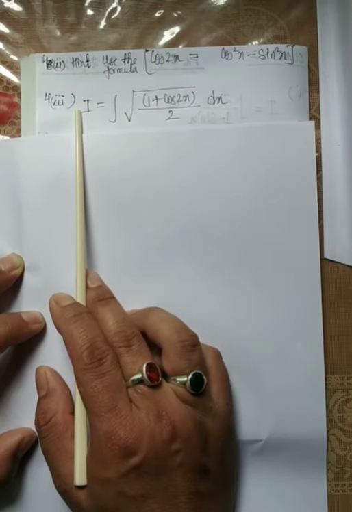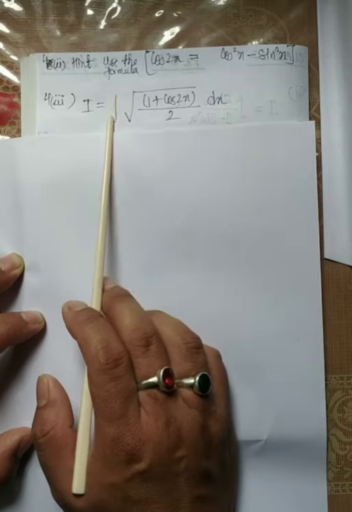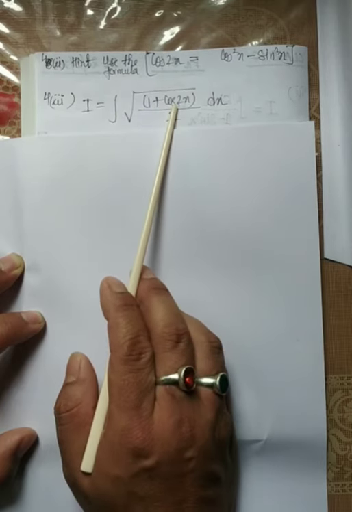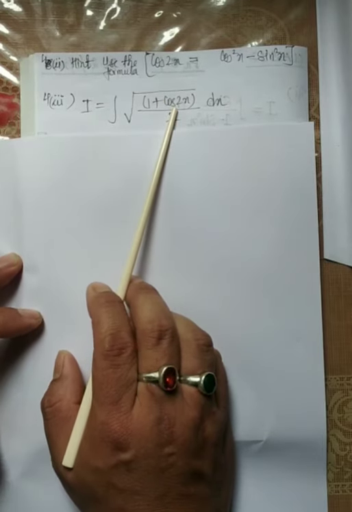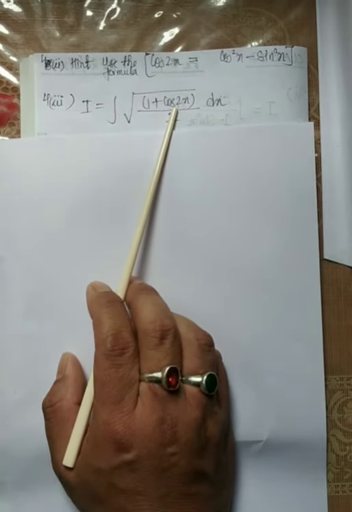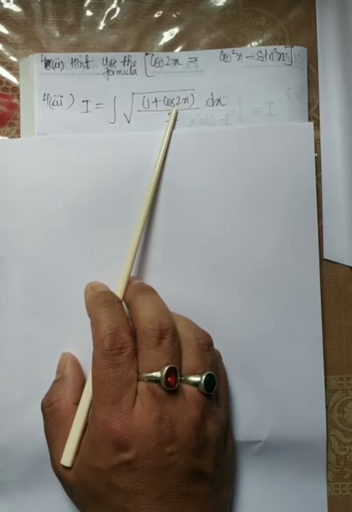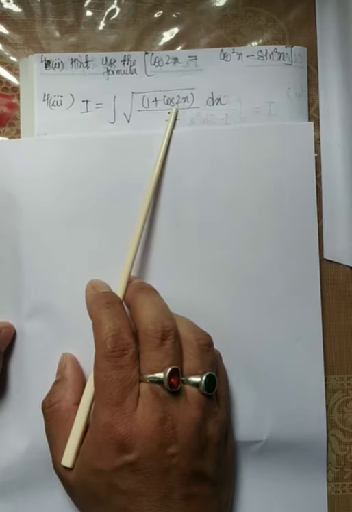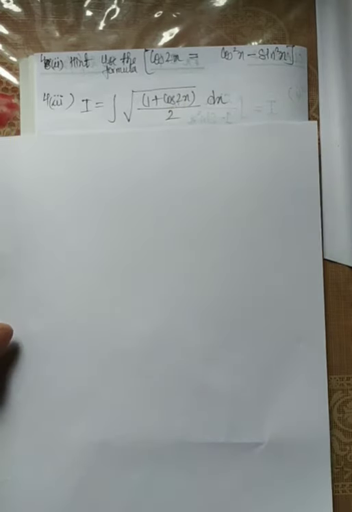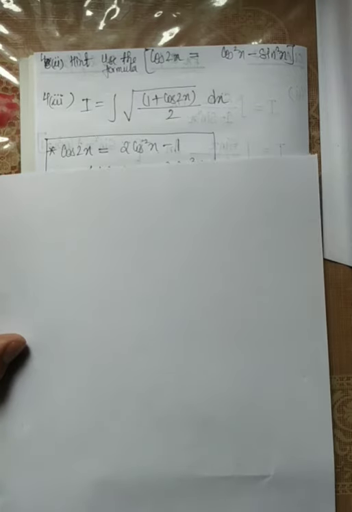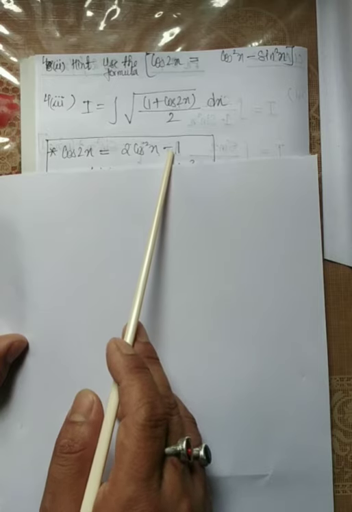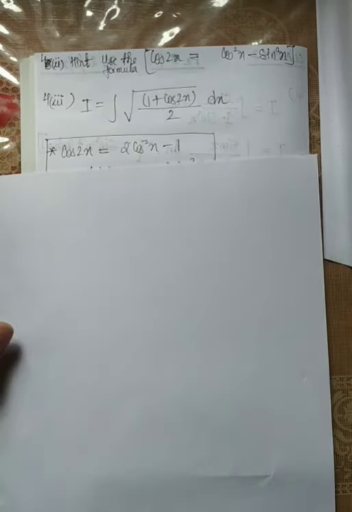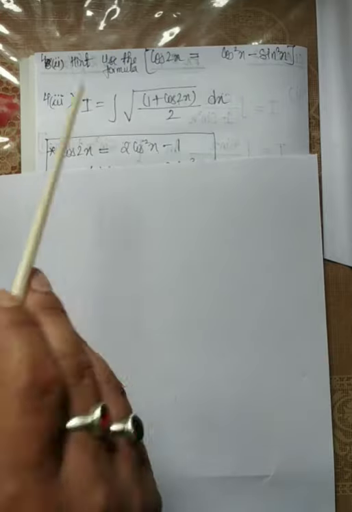4 part 3. So I is equal to integration root over 1 plus cos 2x divided by 2. Now since I have mentioned cos 2x has 4 formulas, I'll emphasize the second and the third formula. The second formula for cos 2x is 2 cos square x minus 1, and the third one is 1 minus 2 sin square x. We are going to use the second formula here, that is, cos 2x is equal to 2 cos square x minus 1. We have already done this formula in class 11 also, and in differentiation also. It's not a new formula for you.